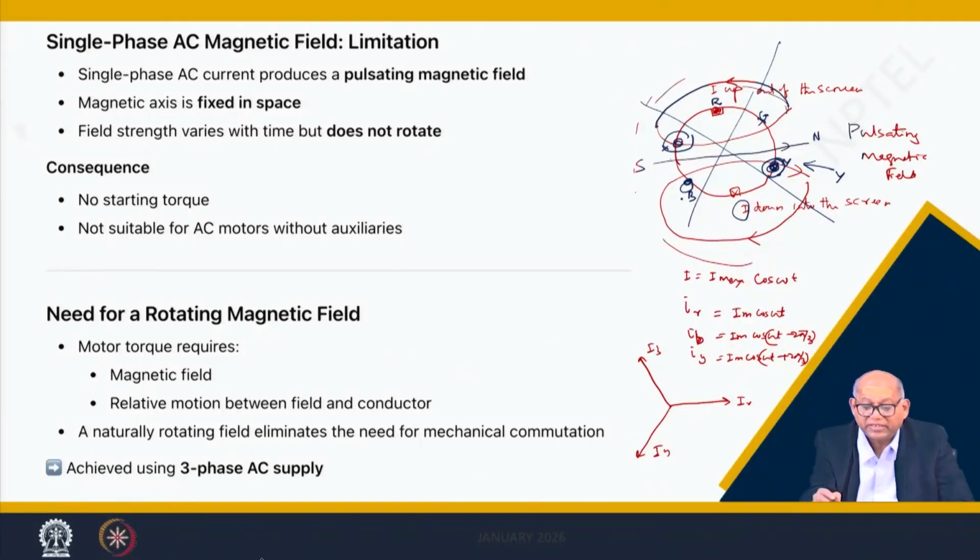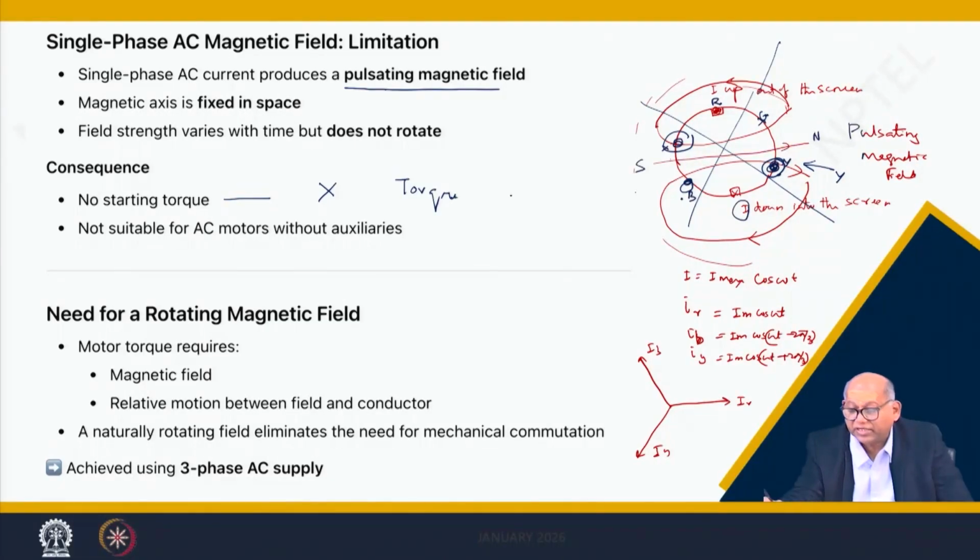So, a single phase AC current produces a pulsating magnetic field, it will not rotate, it will just have a pulsation. Even though you distribute it across the stator, it will not rotate. So, it cannot create a torque, torque creation is not possible because it is pulsating. If there is a rotor inside, it will only give a pulsating force. Pulsating magnetic field means pulsating force.